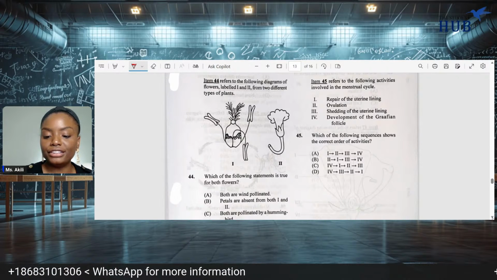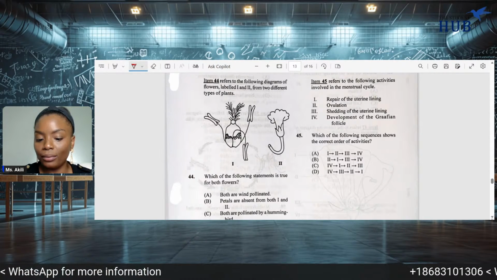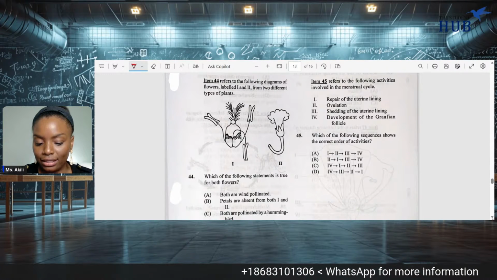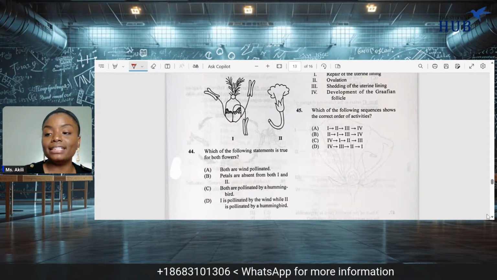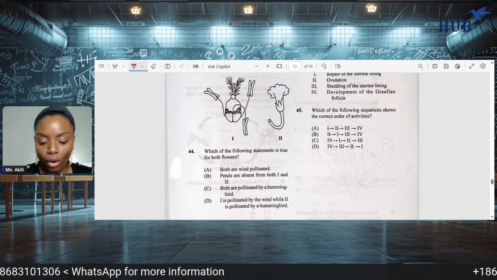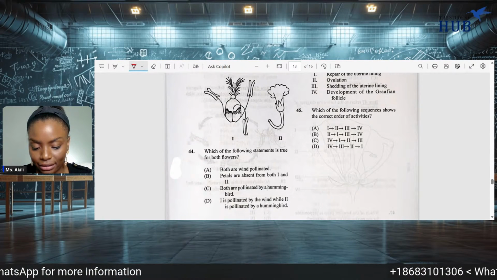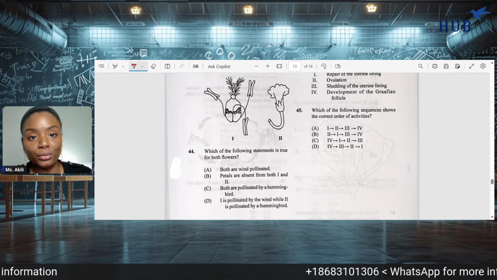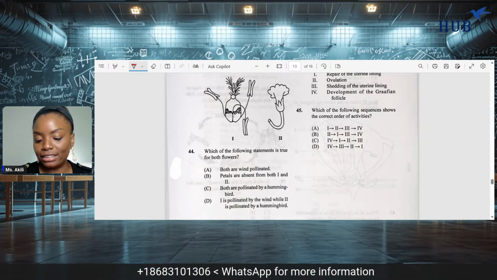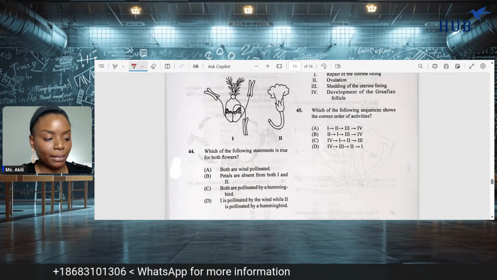Item 44 refers to the following diagrams of flowers labeled 1 and 2 from 2 different types of plants, right? Which of the following statements is true for both flowers? Is it that both are wind pollinated, that petals are absent from both 1 and 2, that both are pollinated by a hummingbird, or that 1 is pollinated by the wind while 2 is pollinated by the hummingbird?